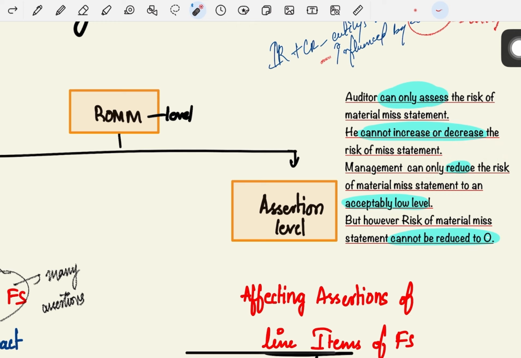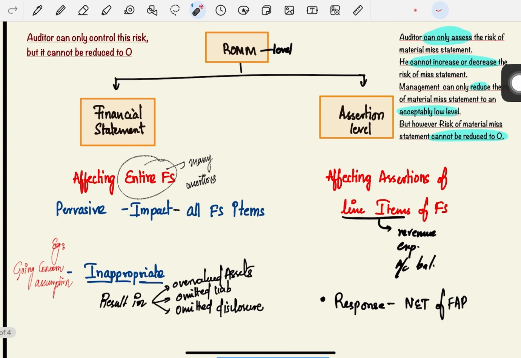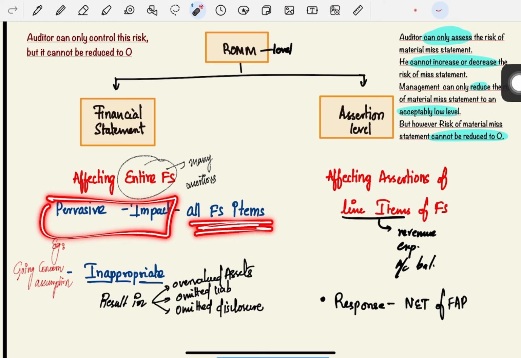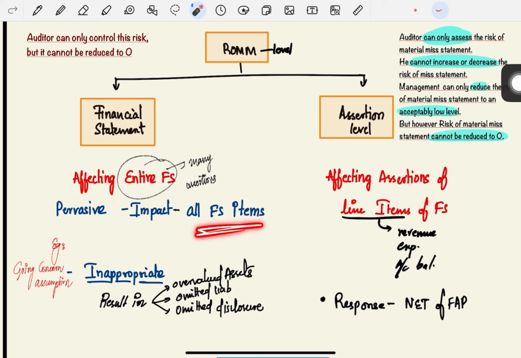So you can see, you can only assess that risk. You cannot increase or decrease it. You cannot reduce it to zero, but you can reduce it to an acceptably low level, to such a low level that is acceptable. So the risk of material misstatement mainly exists at two levels: financial statement level and assertion level. What does it mean that the risk of material misstatement exists at the financial statement level? It means that it is affecting the entire financial statements, many assertions. So it has a pervasive impact because it is affecting all financial statement items.